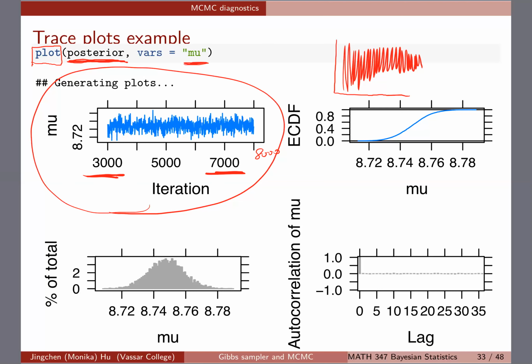And it's also important to double check that you're writing your code correctly. Okay? So the iteration index here can help you to see that. Okay? So that's the trace plot.